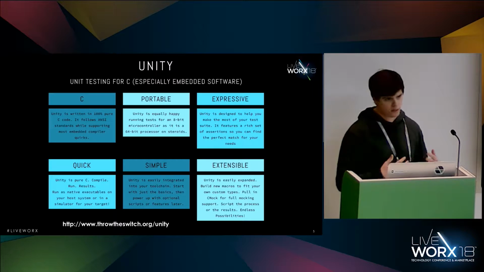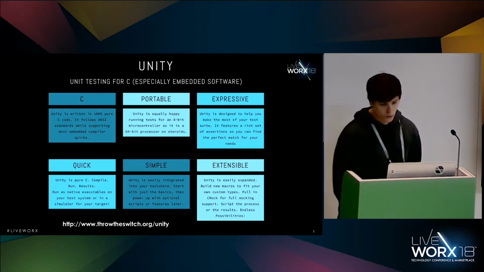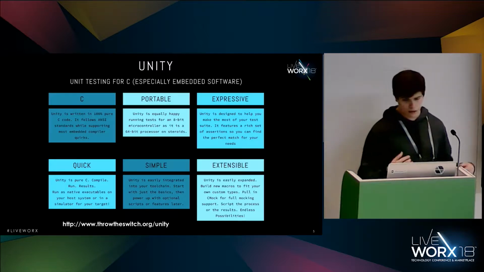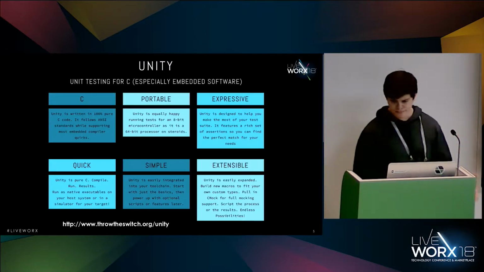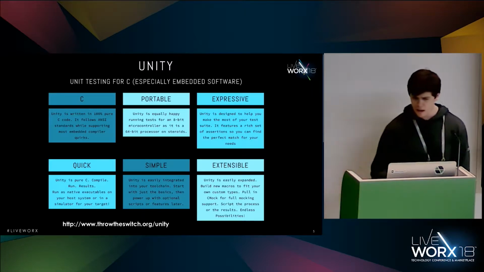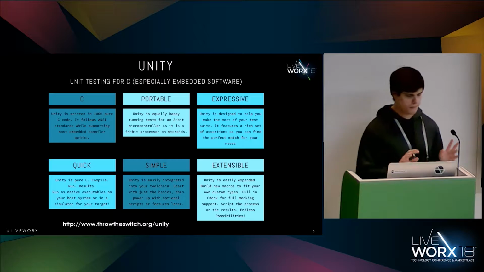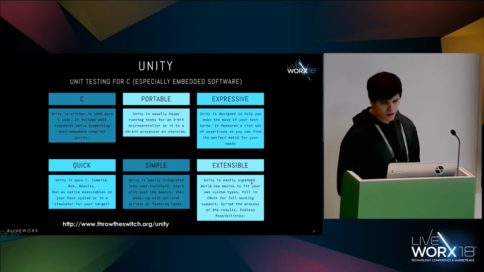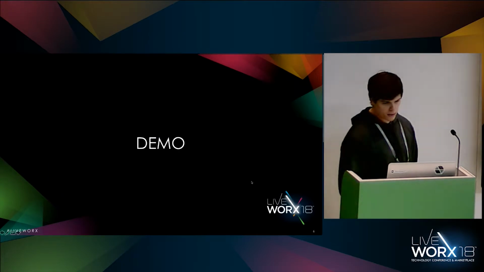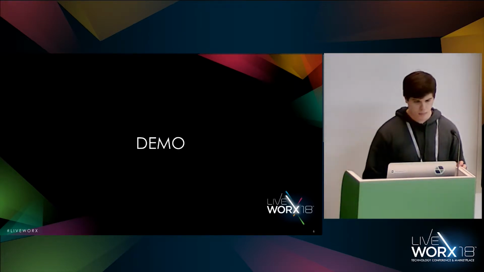Expressive, meaning they have plenty of assertions to test whatever it is you need to test in your code. Quick and simple, Unity compiles down to a simple binary. You run it, you get your test results, and you're done. And extensible, Unity also supports some extra stuff like CMock, which is a mocking framework, but we're not going to get into any of that for this presentation. We're just going to keep things simple. All right, so let's get right into the demo. And I'm just going to swap over to my IDE over here.